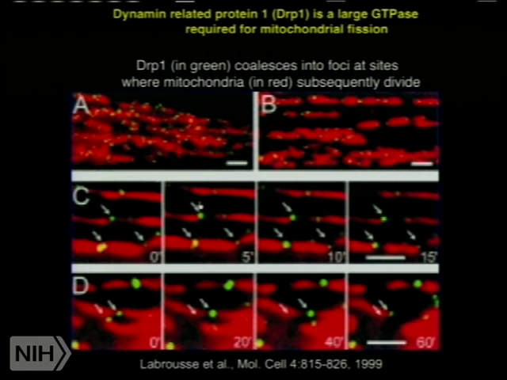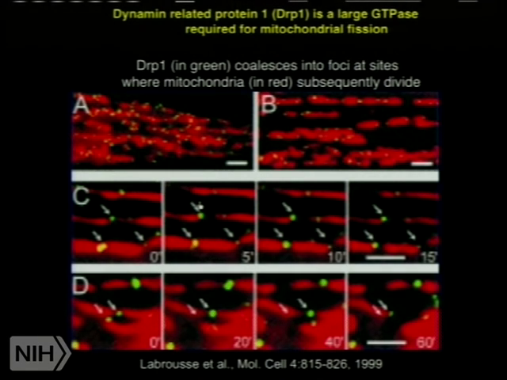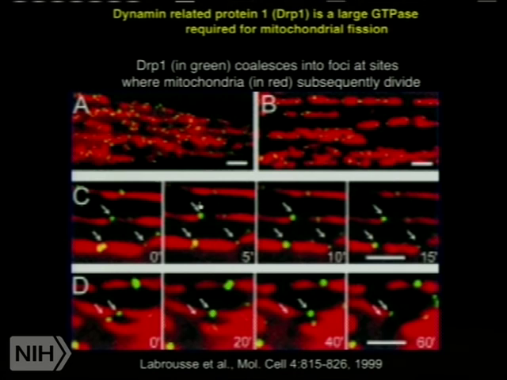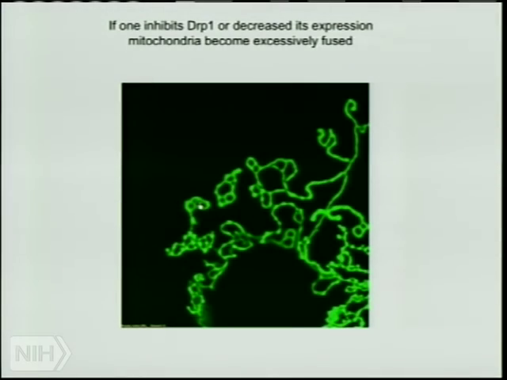So other work by a number of groups shows it forms a spiral around the mitochondria and causes scission. And if you knock down DRP or knock it out, the mitochondria in green become highly interconnected. This is the opposite of that OPA1 mutation.